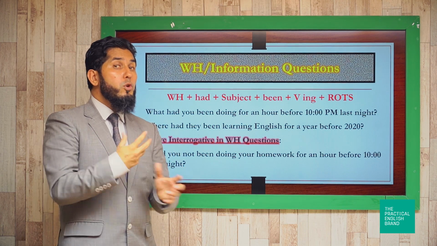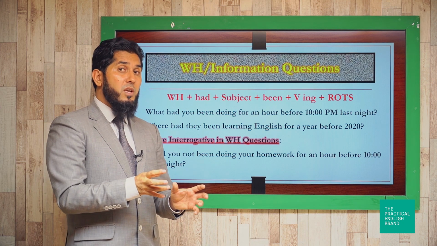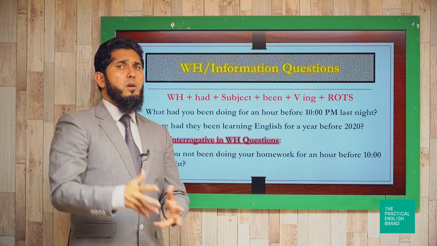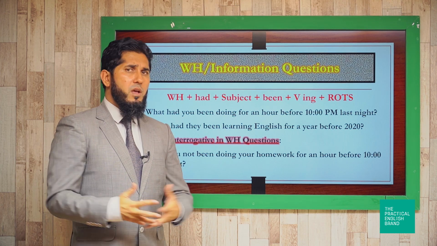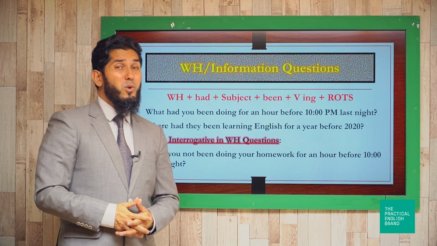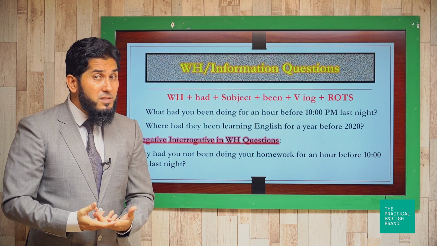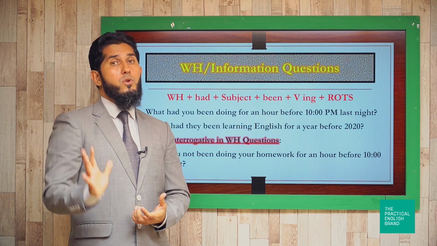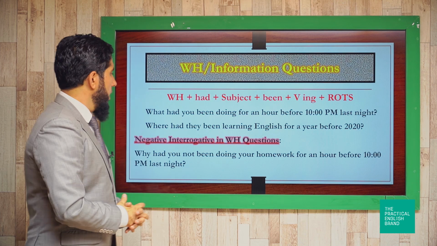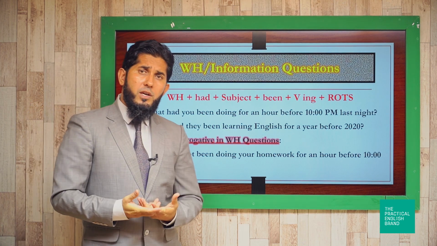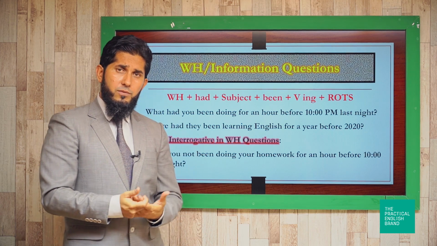If we don't use the time duration, we don't need past perfect continuous tense. In that case, you can just use past continuous tense. For example, I was doing my homework before you called me. Okay? So now, if you want to use past perfect continuous tense, you must mention the duration of the action. I had been doing my homework for an hour before you called me. That is the concept.